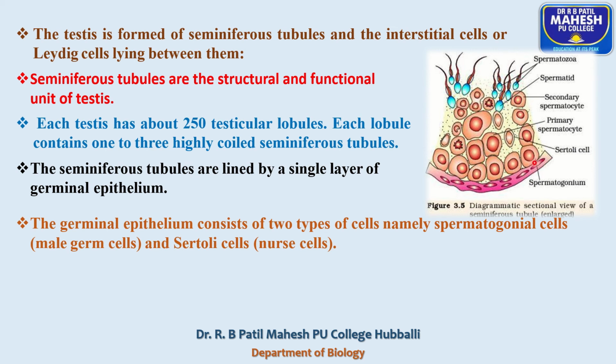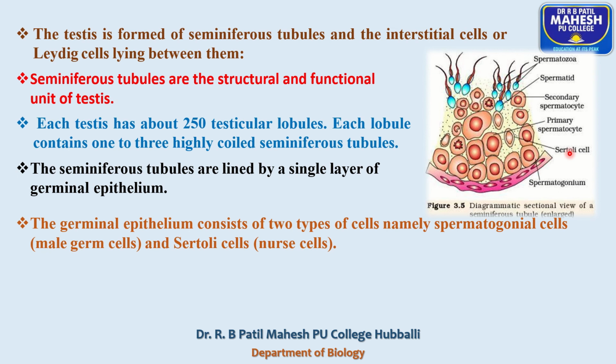Spermatogonial cells. Can you see this? These are the spermatogonial cells, and the second one is highly differentiated cells, and those cells are called Sertoli cells. So what is the function of spermatogonial cells and Sertoli cells? You remember, spermatogonial cells, also known as male germ cells, after attaining puberty undergo mitotic division and meiotic division and produce haploid male gametes by the process called spermatogenesis.